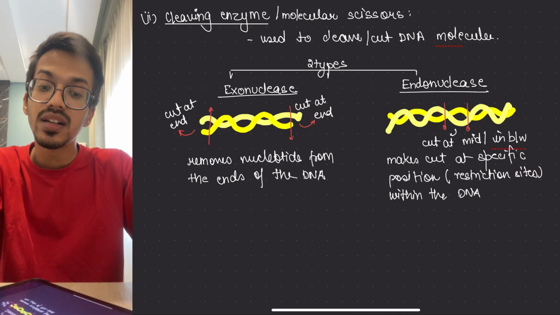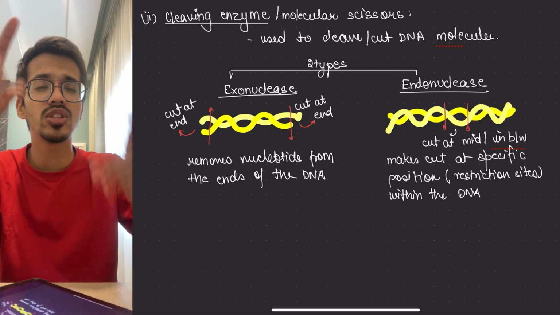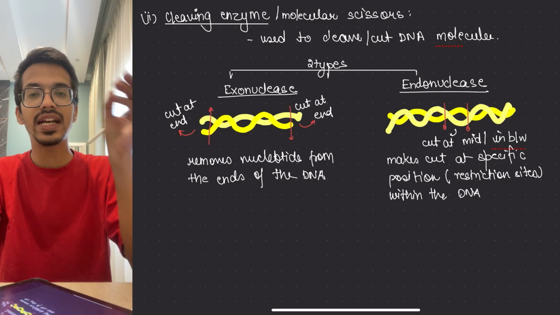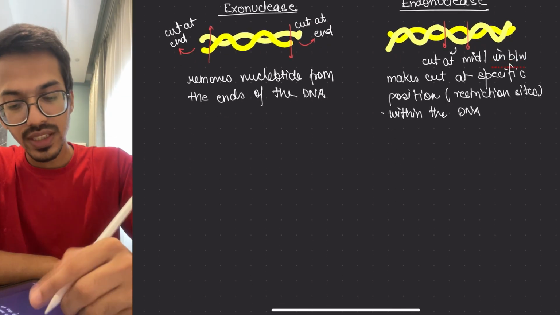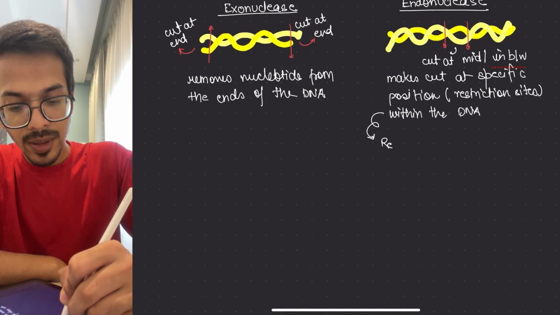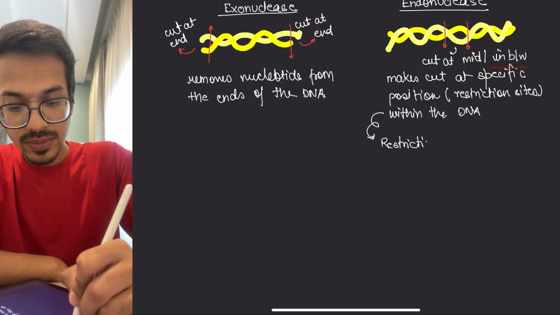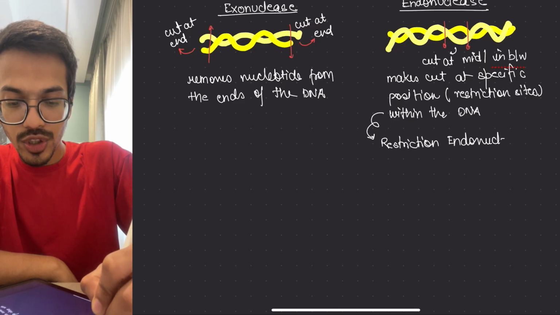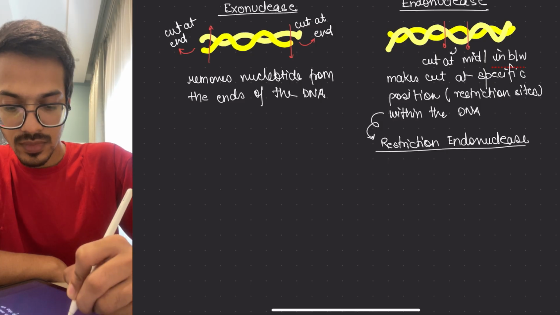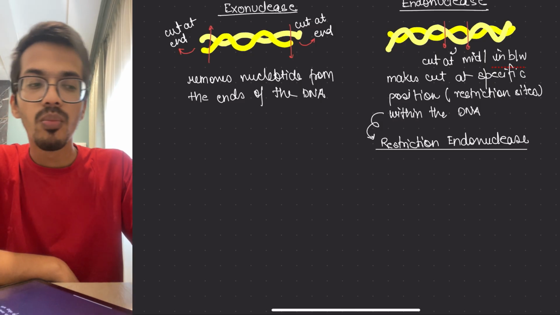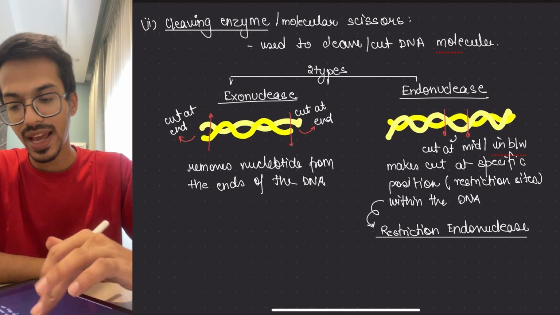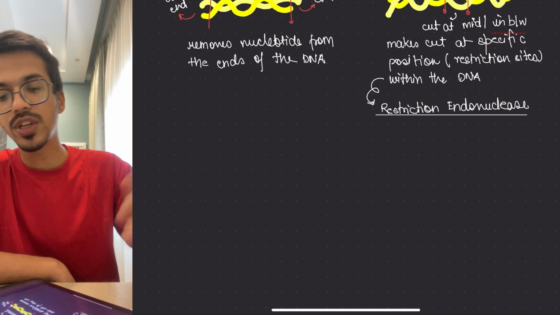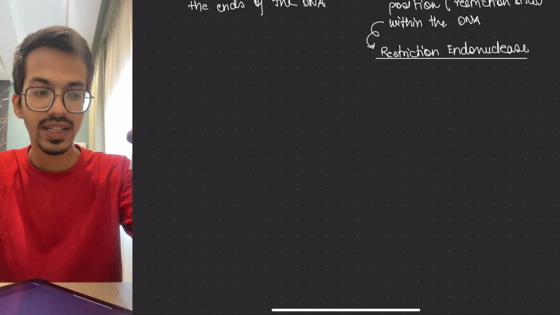This is called restriction endonuclease because it is restricted to a particular site to cut. So these are restriction endonucleases, which are also called molecular scissors or knives, because they do the work of cutting.